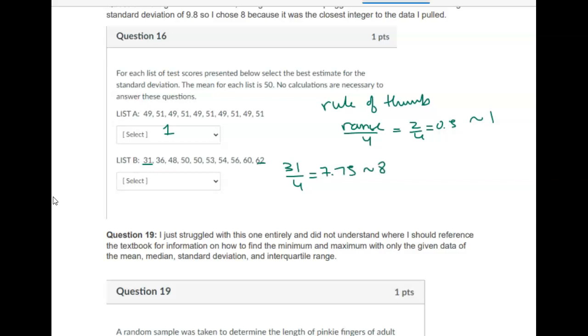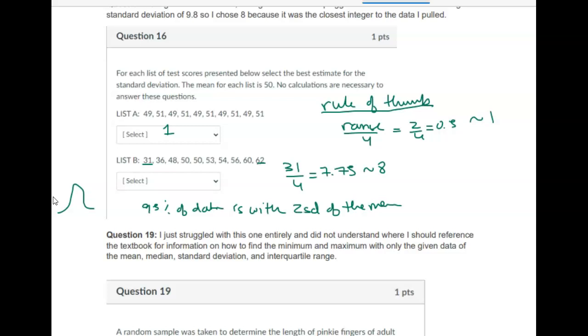Right? So where this rule of thumb comes from is that 95% of the data is within 2 standard deviations of the mean. Right, this is if it's a normal distribution, like a bell curve, but even if it's not a bell curve, that's a good way of estimating, right? So 95% is pretty much 100% within 2 standard deviations of the mean.